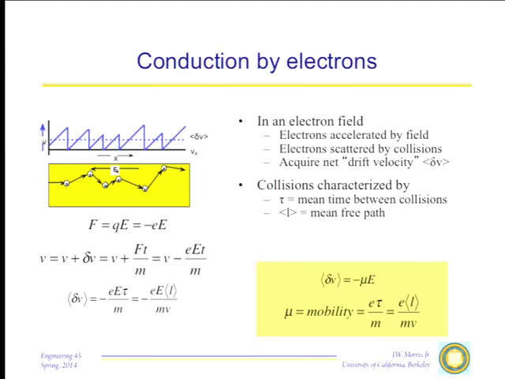My pointer's kind of dying here. Increases again, gets a peak, drops down. It would be a very jagged profile as the particle is accelerated, collides, slowed down, accelerated, collides, slowed down, and so on. And from that jagged profile of velocity versus time, we can extract a mean velocity or a drift velocity.